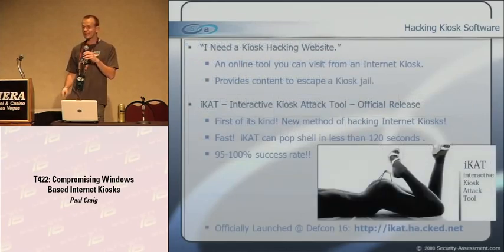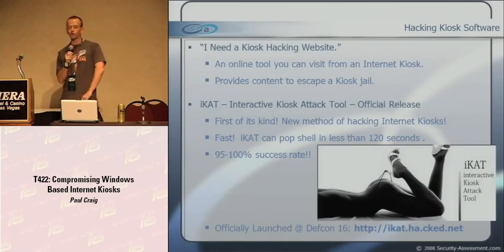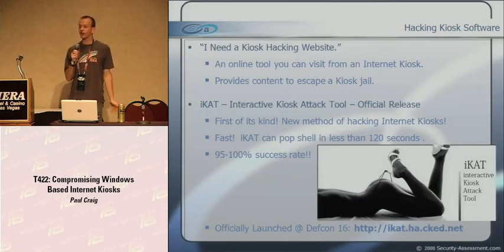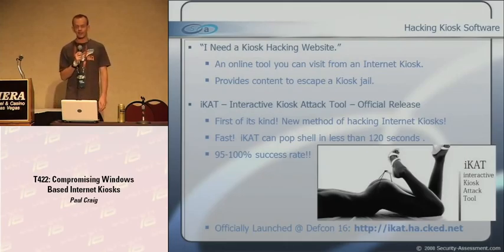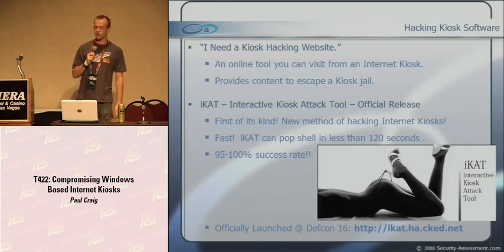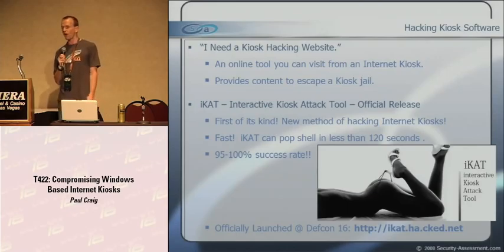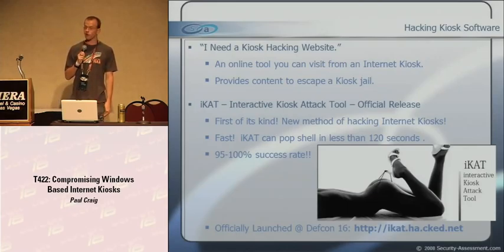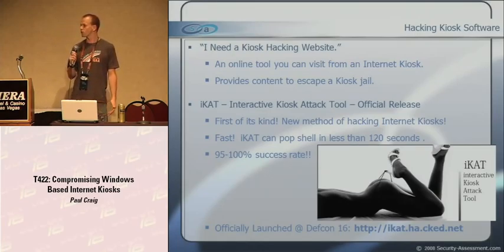So I said to myself, I need a kiosk hacking website. That's pretty much going to be the money. I need an online tool that you can visit from an internet kiosk, and it provides content for you to escape a kiosk jail. So I wrote this thing I called ICAT, the Interactive Kiosk Attack Tool. It's the first of its kind. Nothing else exists like this as far as I know. It's a new method of hacking internet kiosks, and this is very fast. ICAT can pop shell in less than 120 seconds. And I found that I also have a 95 to 100% success rate using my remote methods.